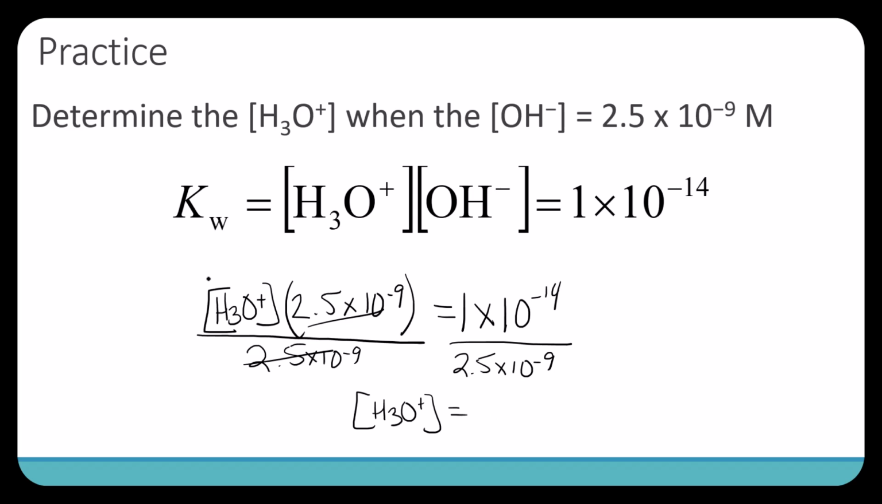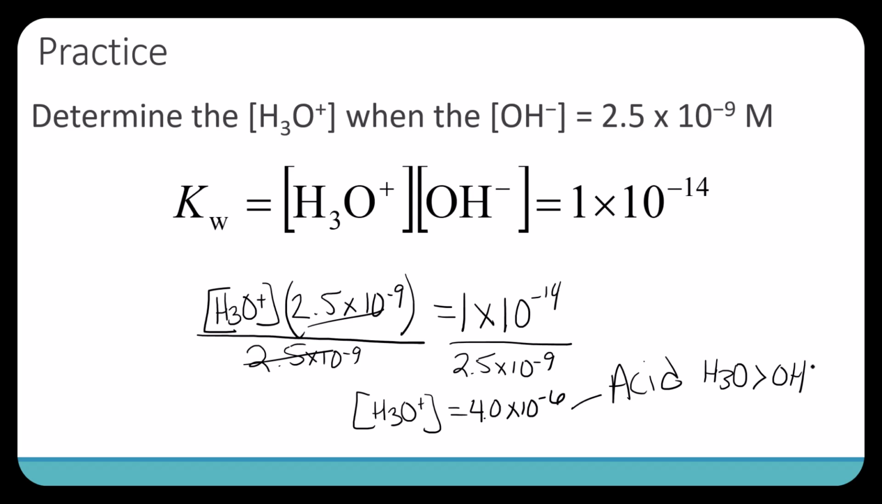And we get 4.0 times 10 to the negative 6. Okay. So now for funsies, we wanted to decide if this was acidic or basic. So we see that the hydronium concentration is greater than the hydroxide concentration. So this would turn out to be an acidic solution. I know this because hydronium is greater than hydroxide.